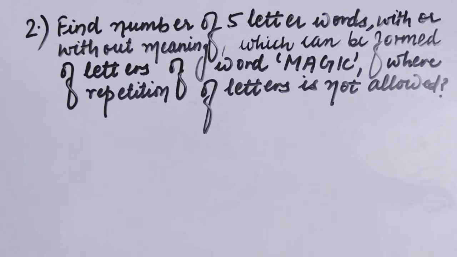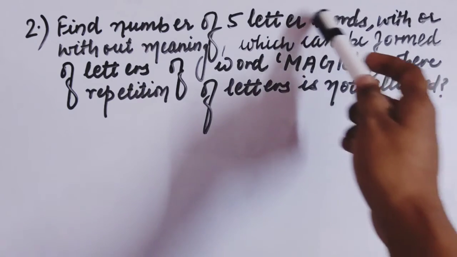Find the number of 5-letter words, with or without meaning, which can be formed from the letters of the word MAGIC, M-A-G-I-C, where repetition of the letters is not allowed. Now see students, the question is asking us to make a 5-letter word from the word MAGIC. There are total 5 letters in it. You can make A-M-I-G-C, you can make G-A-M-I-C. So there can be innumerable words. But they are saying that we want a word.